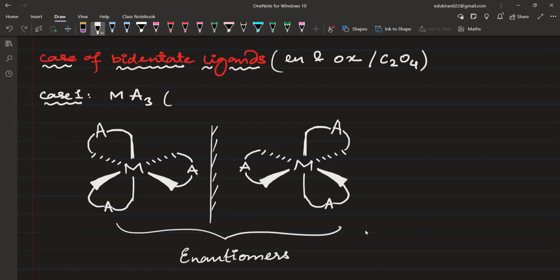Iske example mein kya kya jayega? You have any metal aur aapke paas teen oxalate aa jaye. Or you will have any metal, you have 3 EN. Theek hai? Ye sare examples aa jayenge.